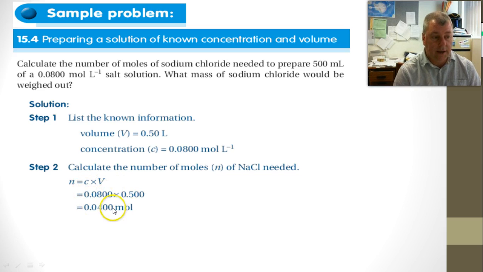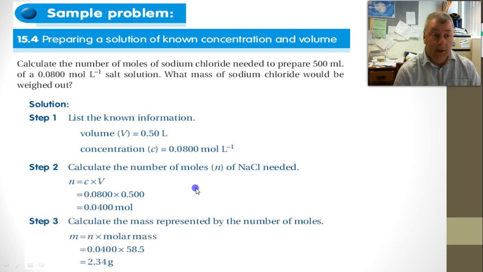Put the numbers in, do the calculations, and because it's n, it's in moles. So we want 0.04 of a mole, and therefore if we know the molar mass is 58.5, using our other formula, this is capital M on our formula sheet, we can work out that we actually only need to weigh out 2.34 grams to get that solution.